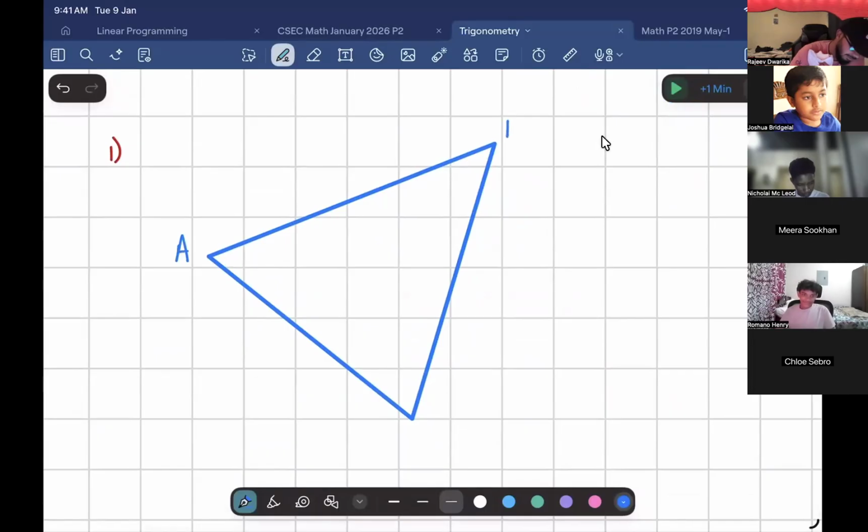Right, so A, B, C. Normal alphabets. Cool. Somebody give me an angle for that. 52. Give me a length for this. So 8.